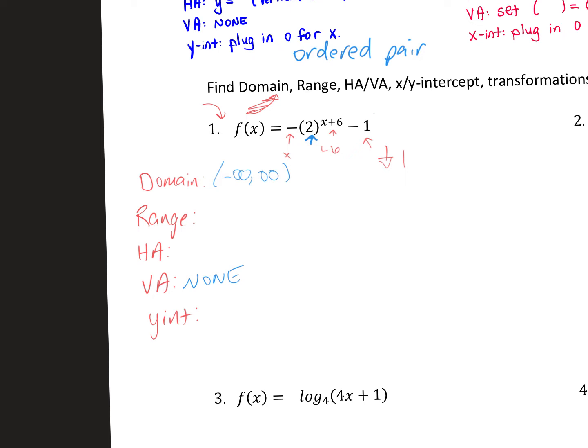So how do I find the horizontal asymptote? The vertical shift. Where is my horizontal asymptote, guys? At y equals negative 1. So I know my range is either going to be negative infinity to negative 1 or negative 1 to infinity. You should be able to tell me that right now. If you can't, that's okay. You'll be able to once we graph it. Let's find our y-intercept. How would you find the y-intercept?